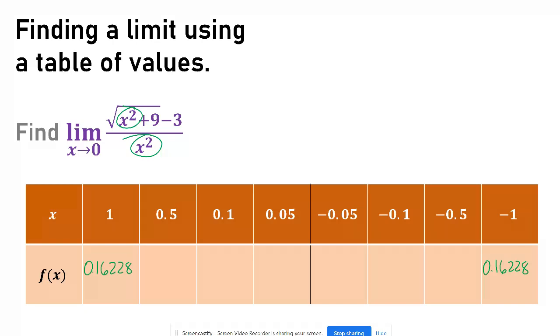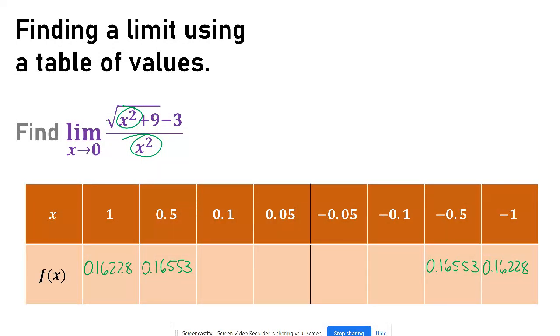Because to do limits, you have to see what happens as you approach the number. So you need more values. You need to be able to see a trend. So I'm going to plug in 0.5. And when I do that, I get 0.16553. And that's going to also be true for negative 0.5. So I can tell that it's gotten bigger. Still not really enough to know where it's going. So let's keep plugging numbers in.